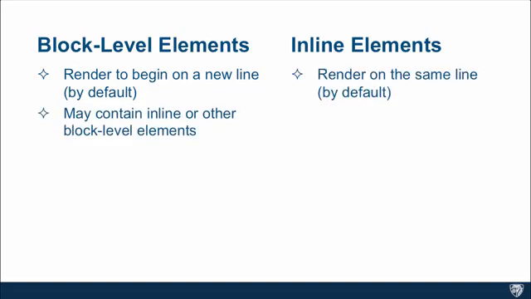This is in contrast to inline elements, which render on the same line by default. Again, you could change that, but by default, it renders on the same line, which means if you put a whole bunch of inline elements next to each other, they will all be going on the same line, as if there's no new line character present. Inline elements also have a restriction that they can only contain other inline elements. In other words, an inline element cannot have as part of its content a block level element.